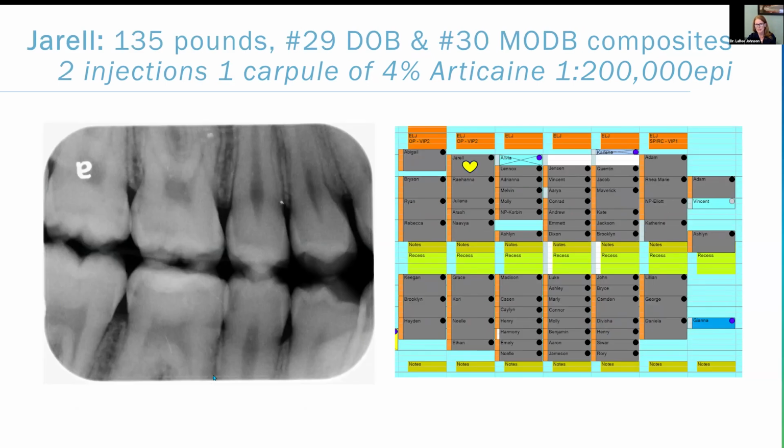Very good. So this is Gerald. He weighs 135 pounds. We're doing a 29 DOB. We're doing number 30 MODB. These teeth had some hypomineralization on them as well. We gave 2 injections, 1 carpule, 4% articaine. So looking at him again, looking pretty good. That trabeculation goes pretty much to the top of the crest. So sure enough, it popped in so easy on him, nothing to it. Class 2 composites on permanent teeth take a little bit longer.